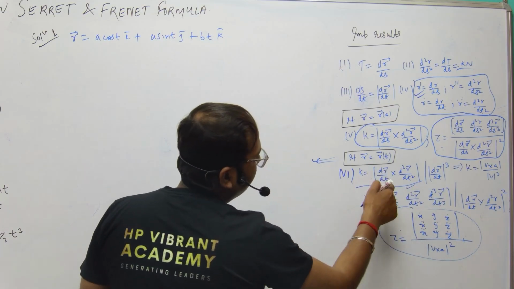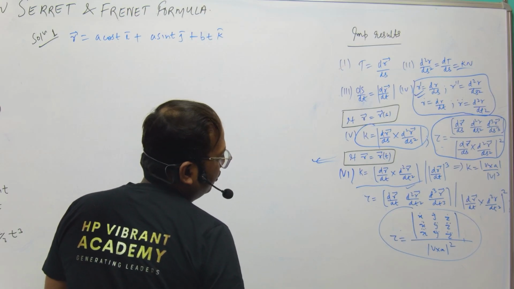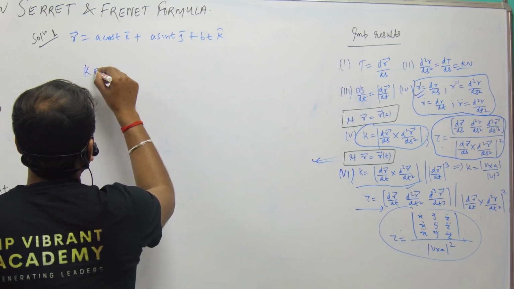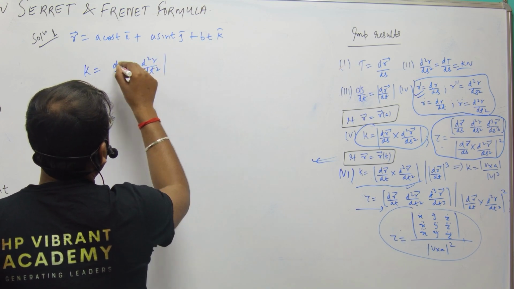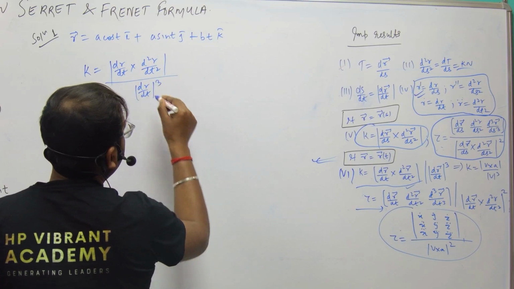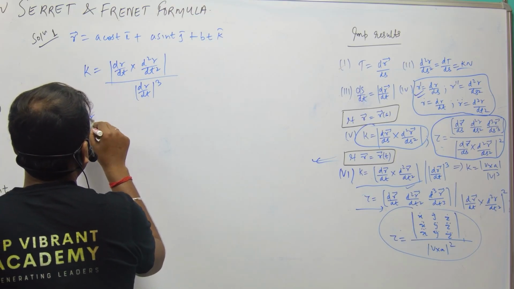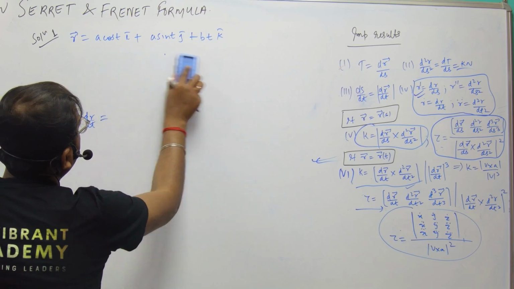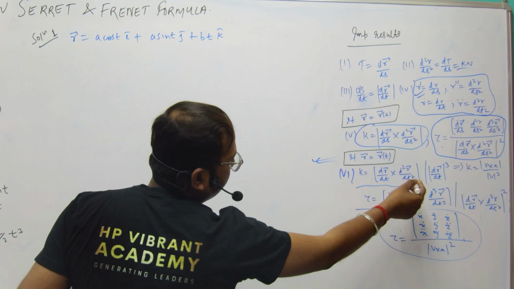Kappa is equal to the modulus of dr upon dt cross d2r upon dt square, upon the modulus of dr upon dt whole cube. Tau is given by this particular expression. Let us find dr upon dt first.